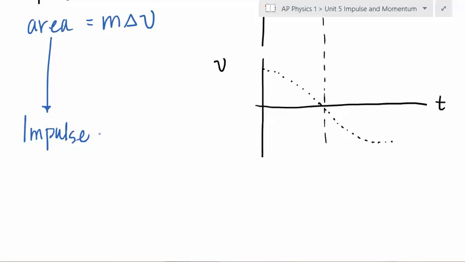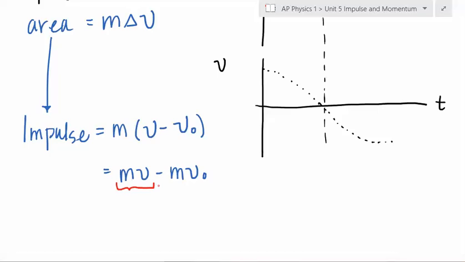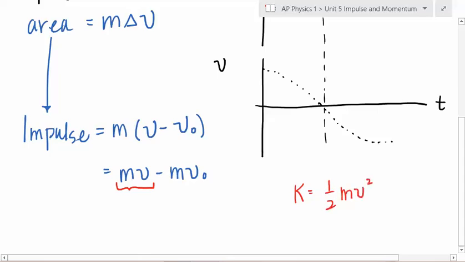Okay? Now, that impulse is equal to this mass times the change in velocity, which would be mv minus mv initial. And this product of mass times velocity has its own special meaning. Almost, it looks a lot like kinetic energy, because what was kinetic energy? 1/2 mv squared. Ooh, so it looks like it's kind of embedded in kinetic energy.